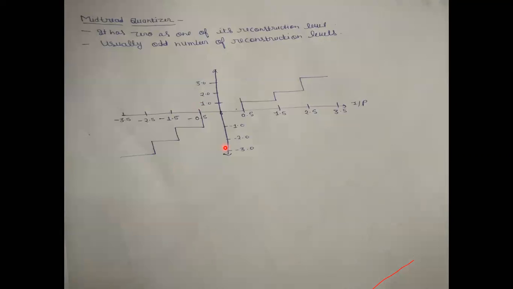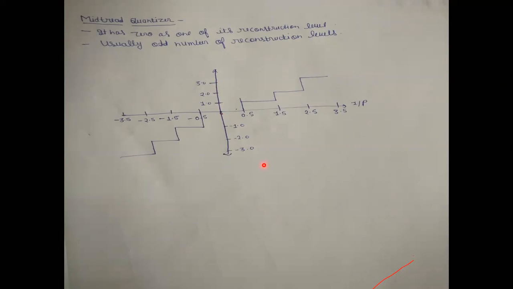So the mid-tread quantizer will be used where there is an odd number of reconstruction levels, and it also includes 0 as an output value. Here you can see in the diagram, 0 is used as an output value, and the next output value is 1, another output value is 2, another output value is 3.